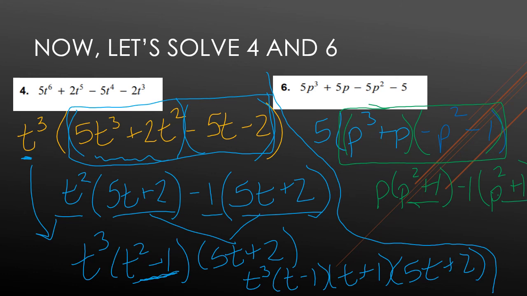All right, so my answer would look like p minus 1 from here and here times p squared plus 1. And then I'm going to drop down this 5. That's it. That's all I can do with that one. That one is not a difference of squares. So it is done. You just want to look for it to be factored completely, and that one is.